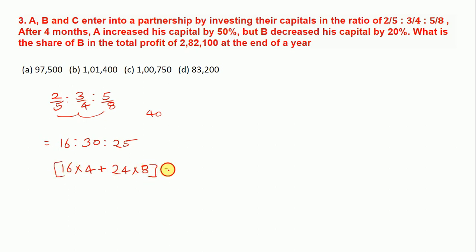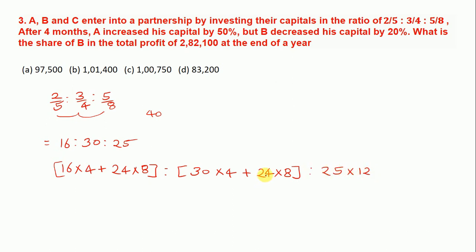Now for B. B has decreased his capital by 20%. So initially the investment was 30 and the time was 4 months. Now he has decreased by 20%, and 20% of 30 is 6, and 30 minus 6 is equal to 24, and the time left is 8 months. Now for C. C has kept his investment unchanged, so it will be 25 into 12.